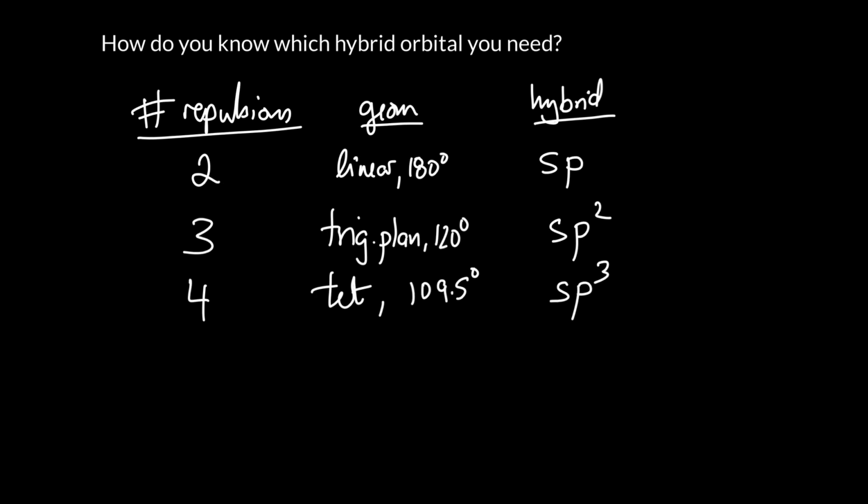So you can see there's a very nice, easy pattern here. The number of repulsions gives you the number of hybrid orbitals. So with 2 repulsions, you need sp. 3 repulsions, you need sp2. 4 repulsions, you need sp3.